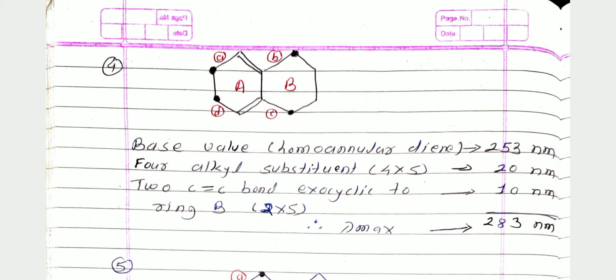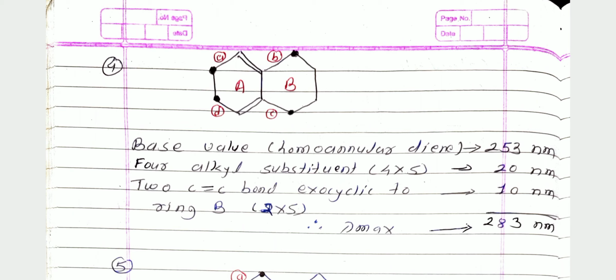Homo means one ring, annular means ring. Therefore, 2 double bonds present in ring A. This is the example of homoannular diene. And for homoannular diene, the base lambda max value is 253 nanometer. Therefore, I am taking here the base value for homoannular diene, 253 nanometer. Then again I am writing here dots.